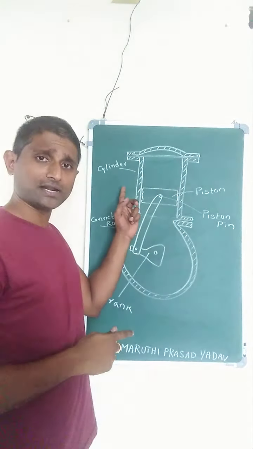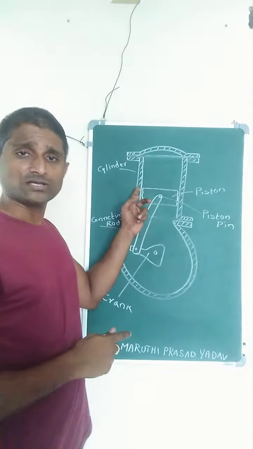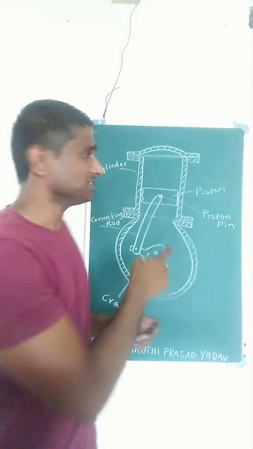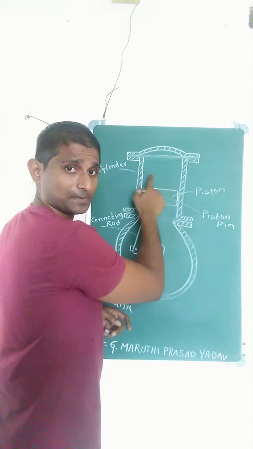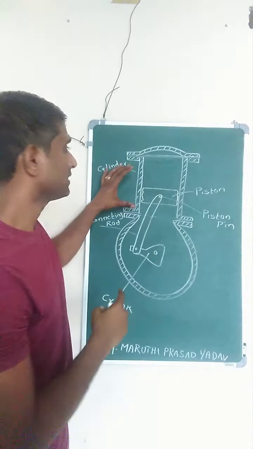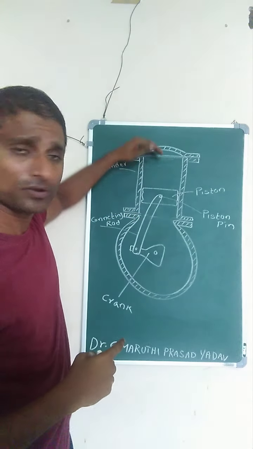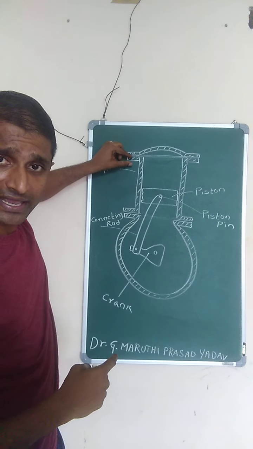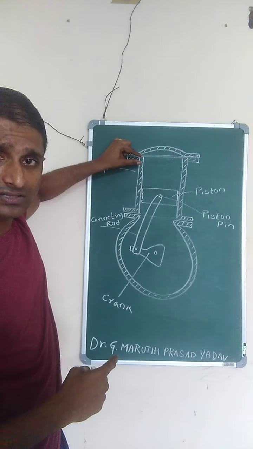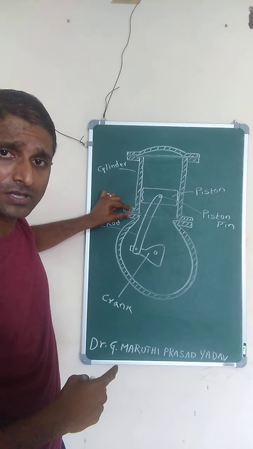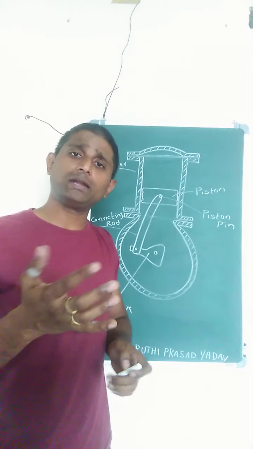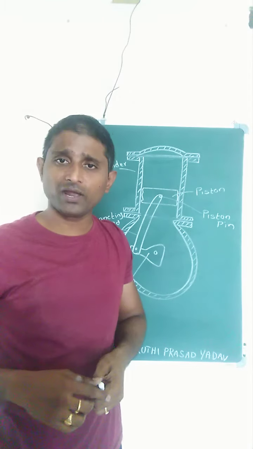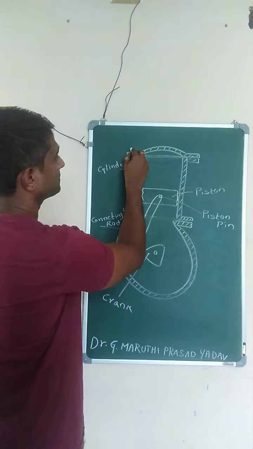So this is the cylinder. This is a cylindrical shape. Inside diameter we have to find out, and the length of the cylinder needs to be found out. Then the cylinder head thickness, and here we can see the extension provided. This is called a flange, so that this cylinder can be fixed to the cylinder head with the help of bolts and studs.